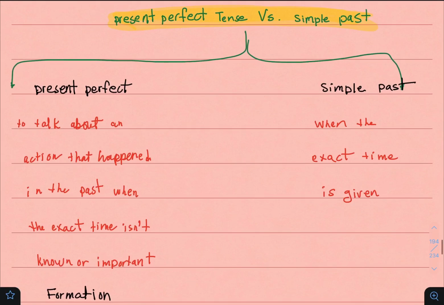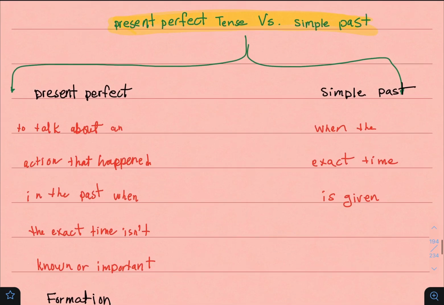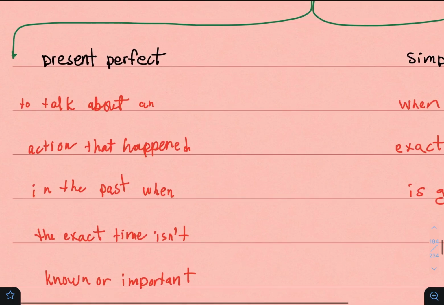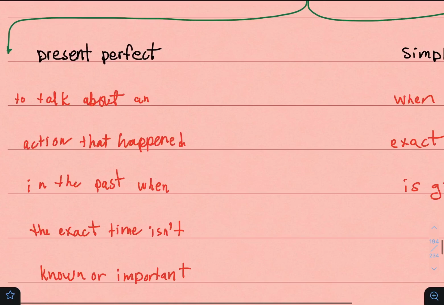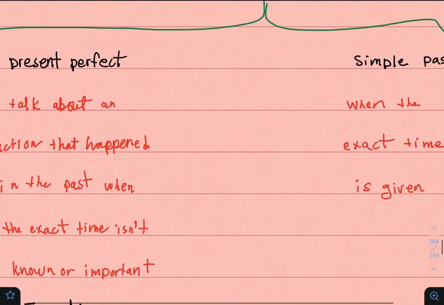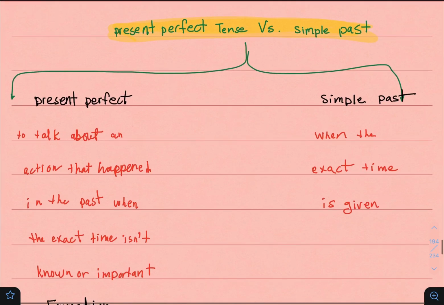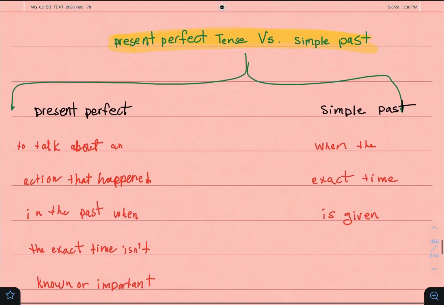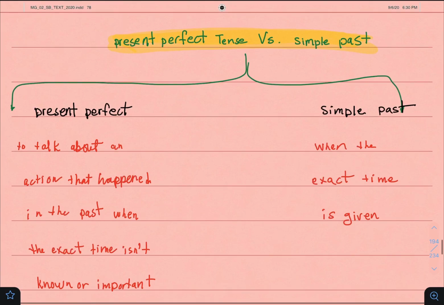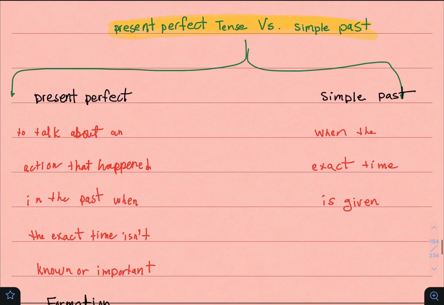طبعا نستخدم the present perfect أول حاجة to talk about an action that happened in the past when the exact time isn't known or important. نستخدم المضارع التام للكلام عن حدث حصل في الماضي لكن الوقت يا إما يكون غير معلوم أو غير مهم. Okay, while the past tense we use it when the exact time is given. لكن نستخدم الماضي البسيط لما يكون الوقت معلوم. طبعا الوقت متى في الماضي، مثلا yesterday, last week, last month وهكذا.